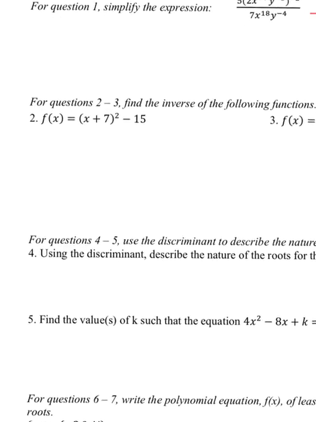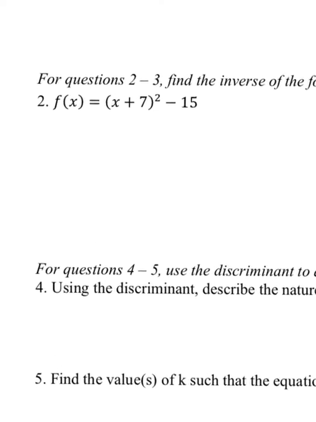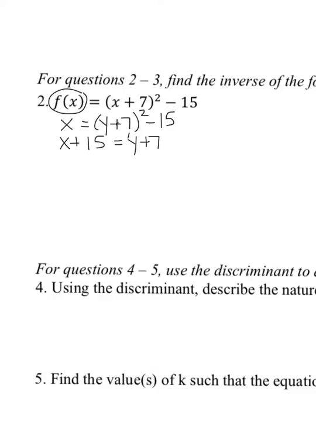Numbers 2 and 3 want you to find the inverse. 2 rules for the inverse: switch x and y and then solve for y. So remember, f of x is really y. So this is now x equals y plus 7 squared minus 15. So to solve for y, I am not going to double distribute the y plus 7. It's much easier for me to take the square root once I get that negative 15 out of the way. So this is x plus 15 equals y plus 7 squared.